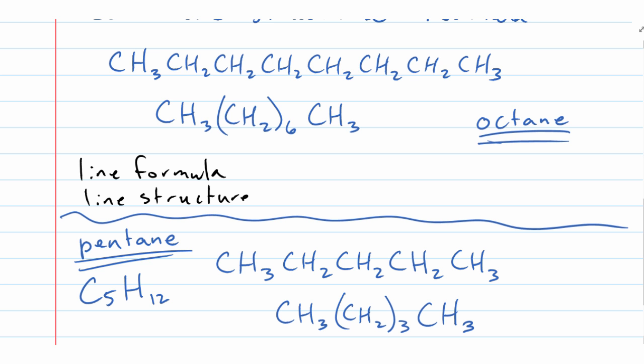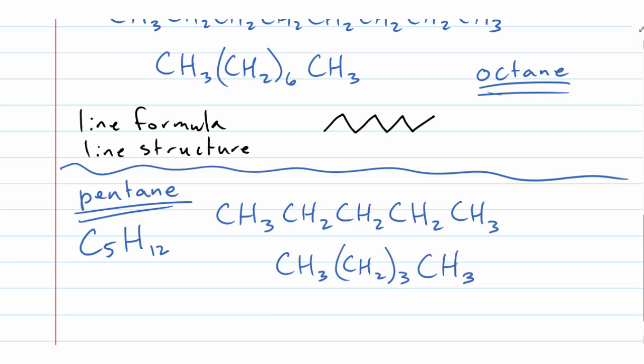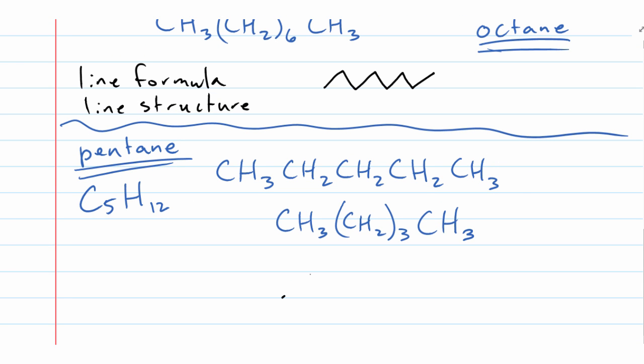It has a very similar premise. And that premise is that we should know that carbon is always going to make 4 bonds, hydrogen is always going to make 1 bond. And so a line structure for octane would look like this. We go 1, 2, 3, 4, 5, 6, 7, 8. That's octane. And pentane would look like this. 1, 2, 3, 4, 5.